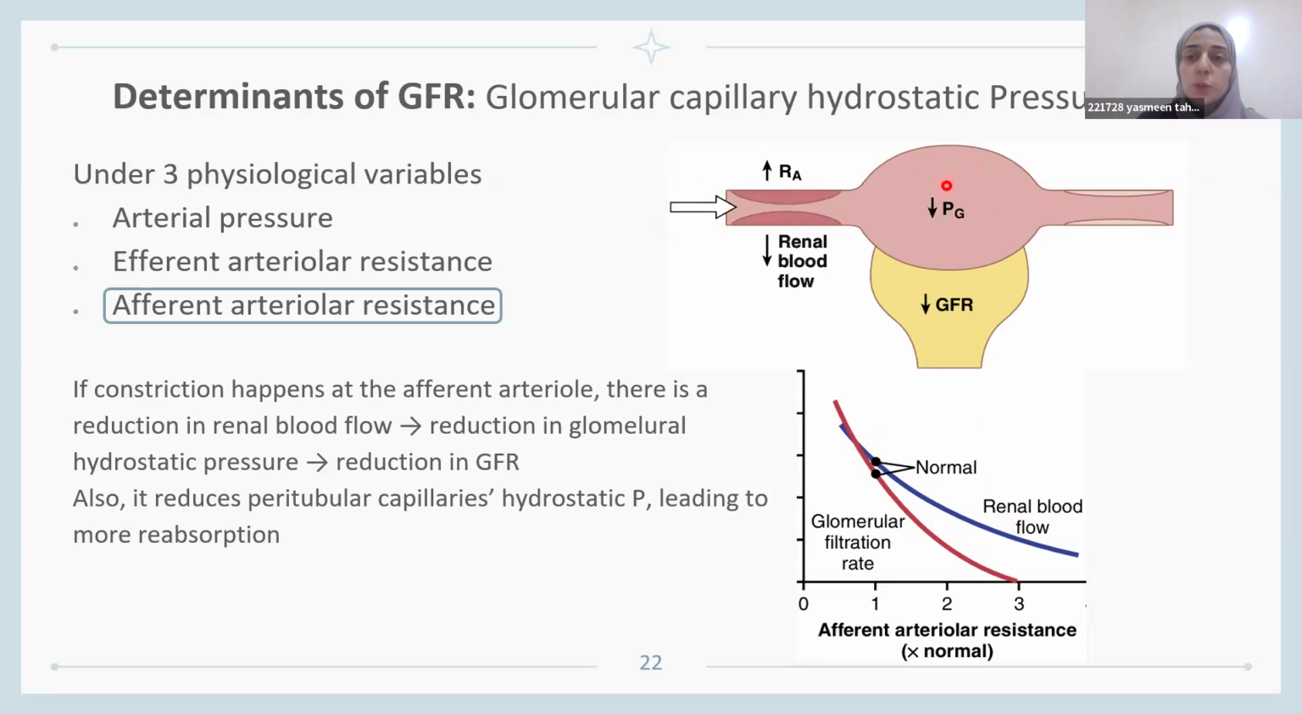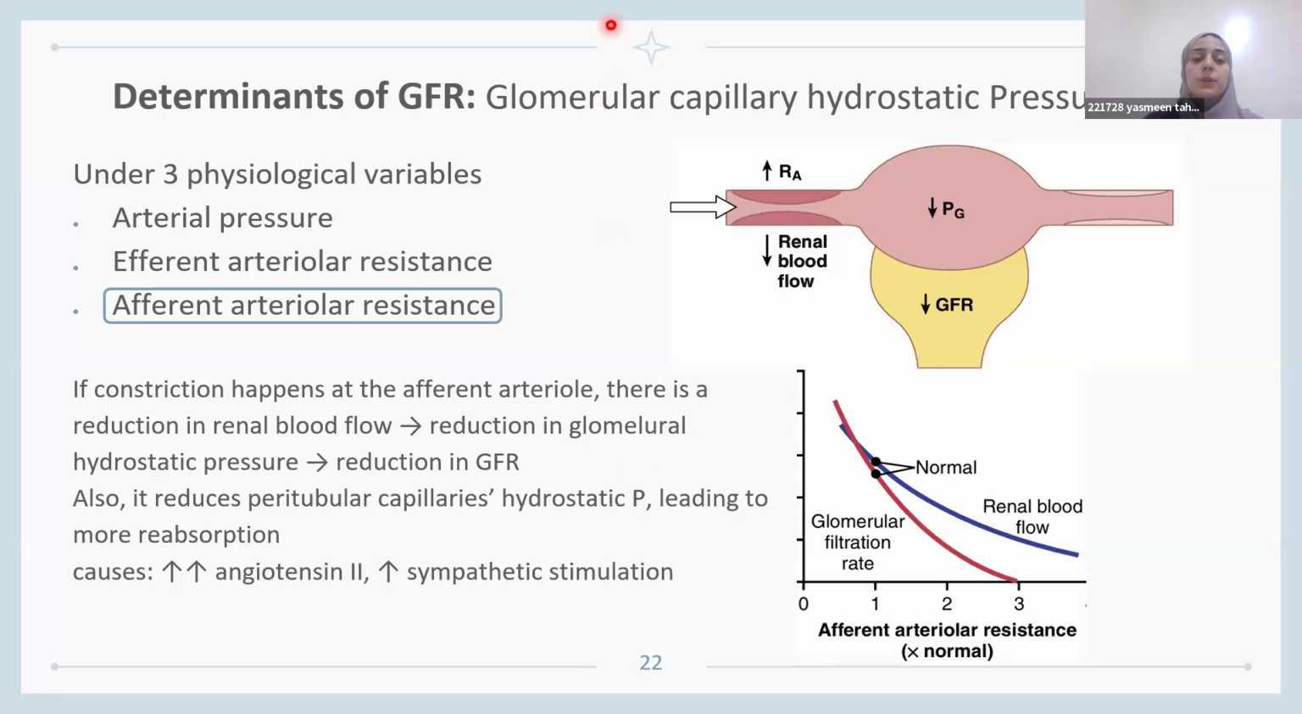You don't have as much blood going into the glomeruli as it normally would. So that would cause a decrease in the capillary hydrostatic pressure and a decrease in the GFR. And a decrease in both is going to keep around the same filtration fraction.